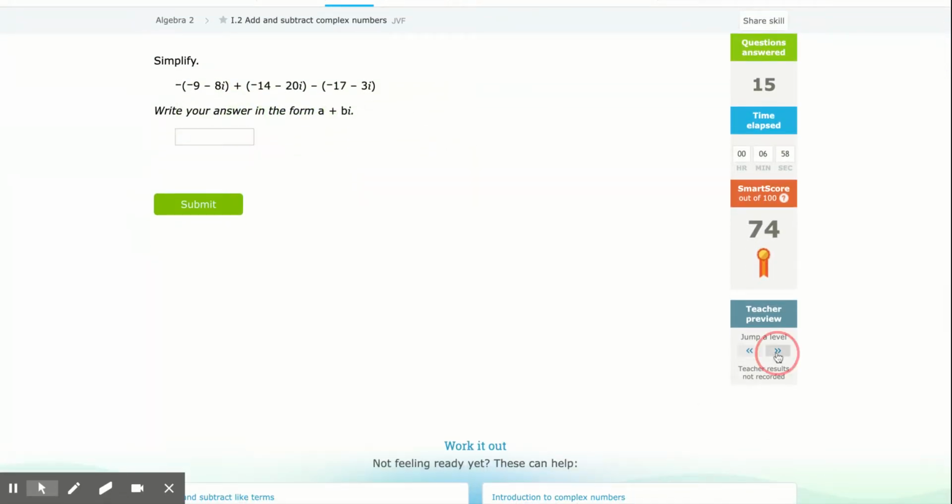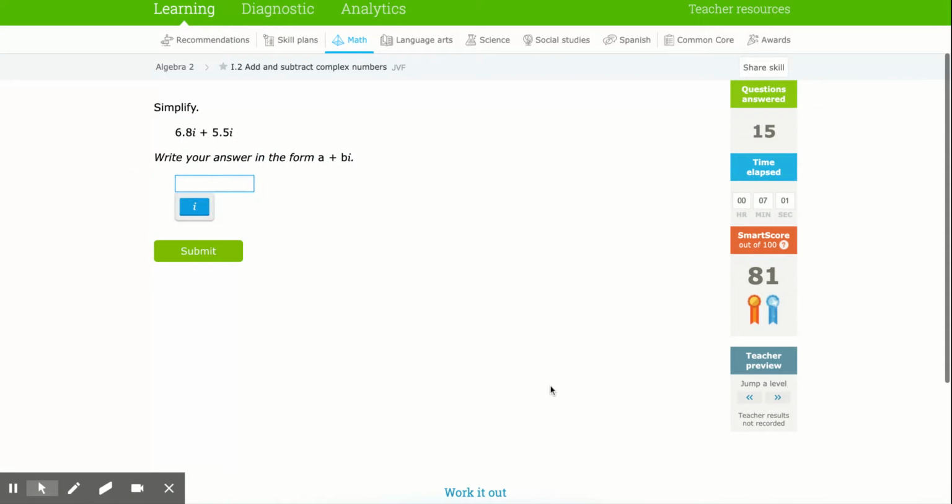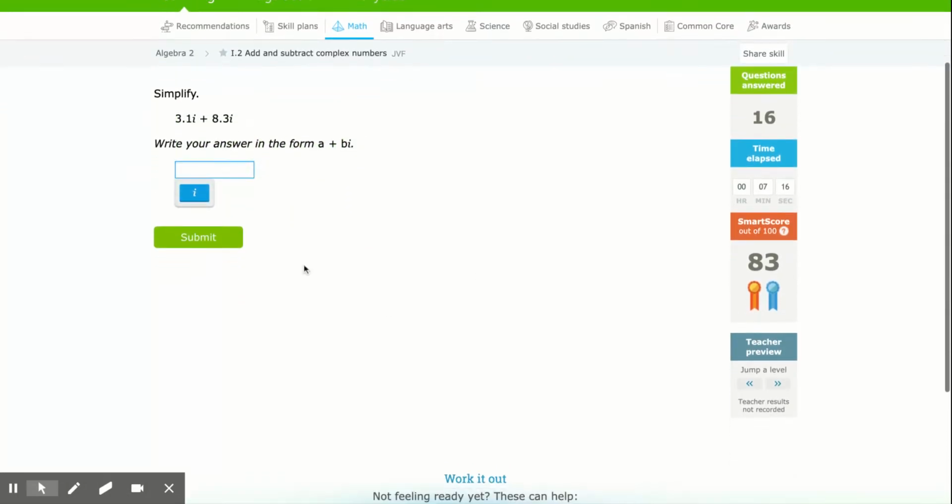I'm going to jump ahead, see if it's any harder up here. Here again, throw in decimals. No big deal. 6.8 plus 5.5. That's going to be 3. Carry the 1, is 11, is 12.3i. So decimals are no harder than anything else, right?